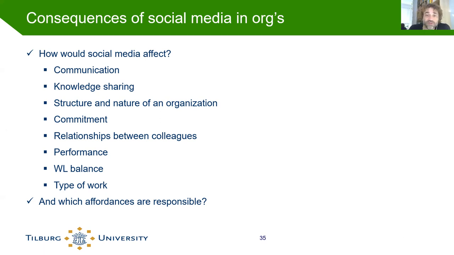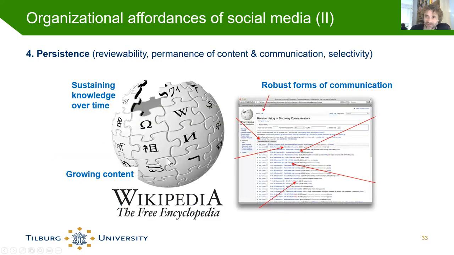Very good question. Why does permanence of content belong to persistence and not to visibility? Well, actually, Leonardi, one of the authors of the paper, has written a new paper in which he argues that visibility is the major affordance of social media. In that paper, he classifies permanence of content and everything else under visibility. So you're absolutely right that permanence really relates quite strongly to visibility.